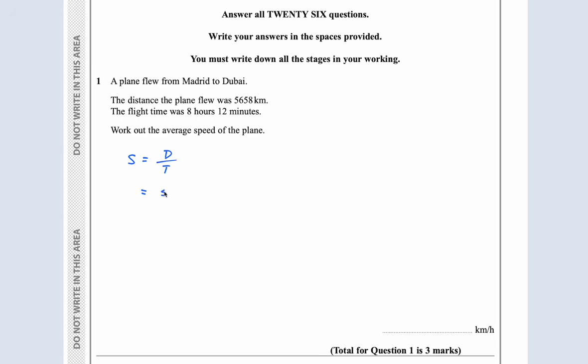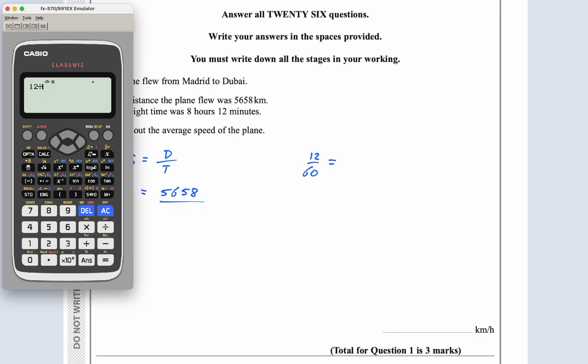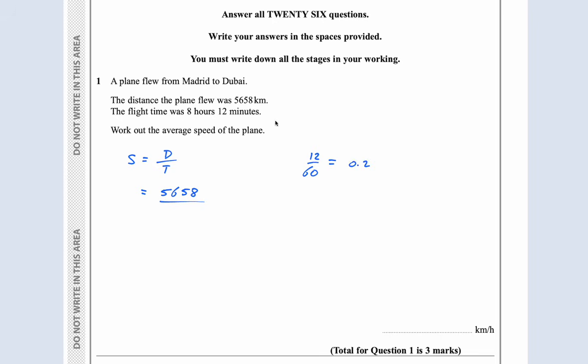The distance is 5658. And the time, don't make the mistake, guys, because we're doing kilometers per hour, so we need this in hours. 12 minutes, if you write 8.12, you're very wrong, right? It's 12 out of 60, because there's 60 minutes in an hour. 12 divided by 60 is a fifth, which is 0.2, which tells me 8 hours and 12 minutes is 8.2.